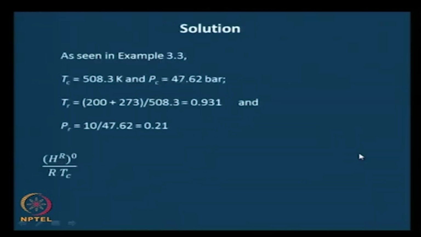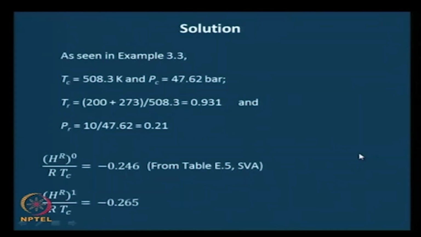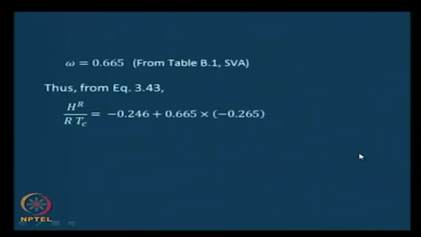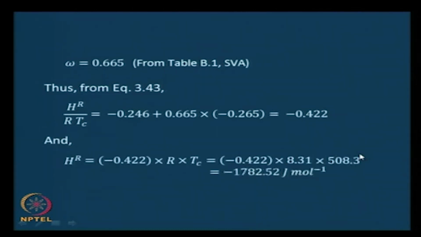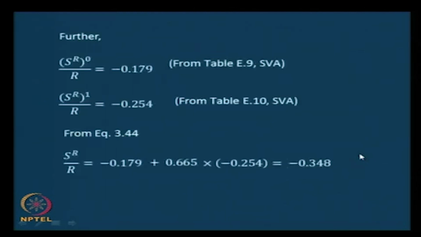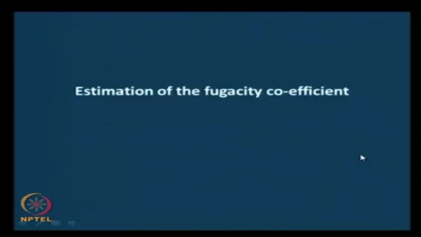And then we worked out an example to look at how to use the generalized correlation in terms of the reduced properties to get at useful values. Please take a look at that whenever you have the time.